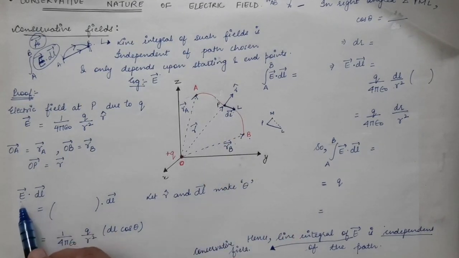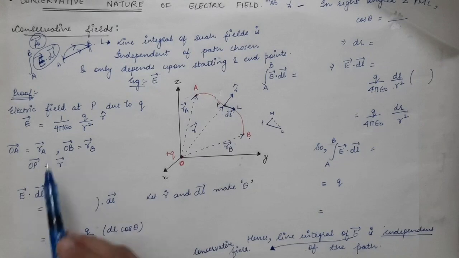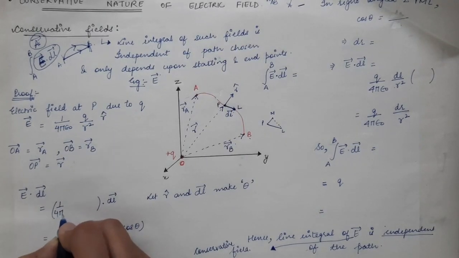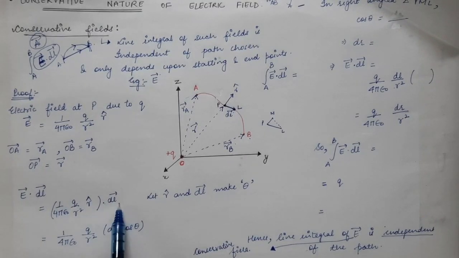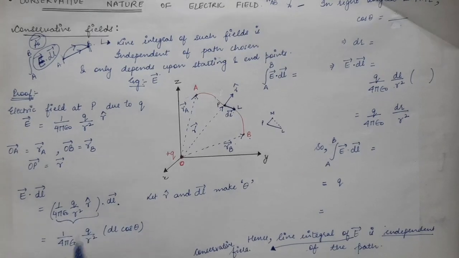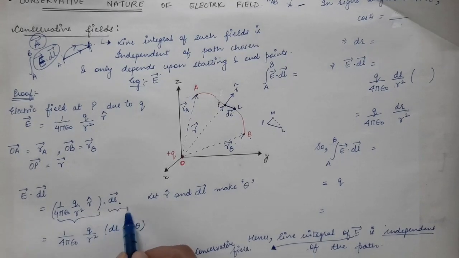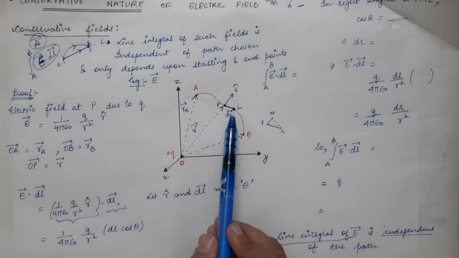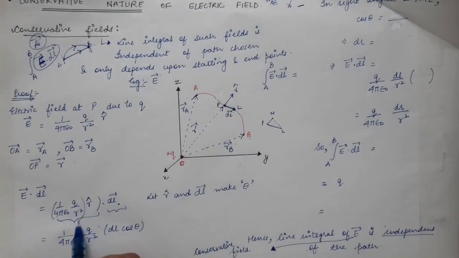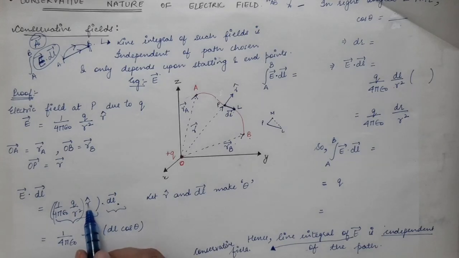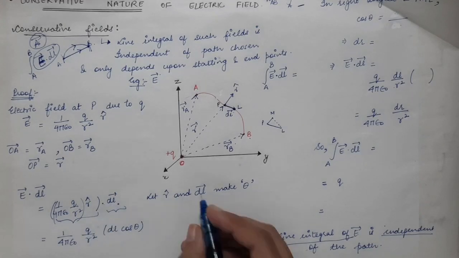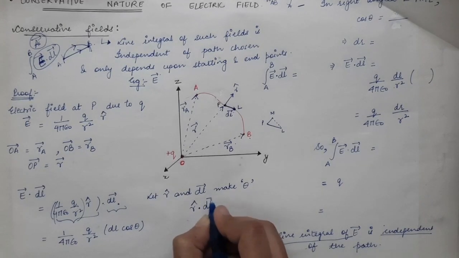So, electric field dot product with dl vector. What is the electric field at point P? That is nothing but 1 by 4 pi epsilon naught Q by R square into R cap, dot product with dl, which will remain as it is. This is the electric field vector at point P and this is the small displacement at point P. Now this scalar quantity can be taken outside. So 1 by 4 pi epsilon naught Q by R square will remain as it is and you will be just left with R cap dot product with dl vector.